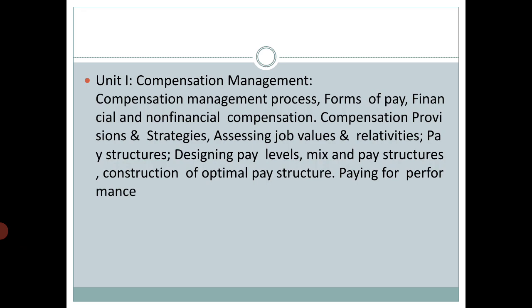Compensation management process, forms of pay, financial and non-financial compensation, compensation provisions and strategies, assessing job values and relativities, pay structures, designing pay levels, mix and pay structures, constructions of optimal pay structure, paying for performance, etc.